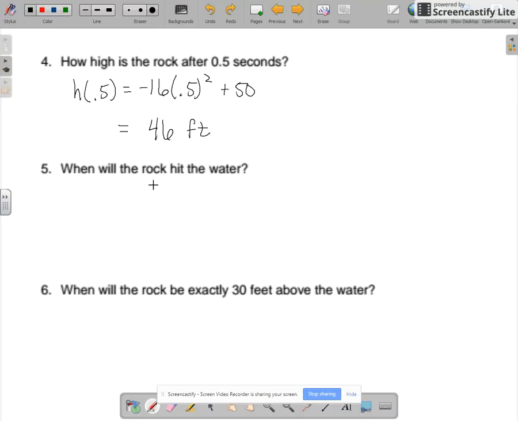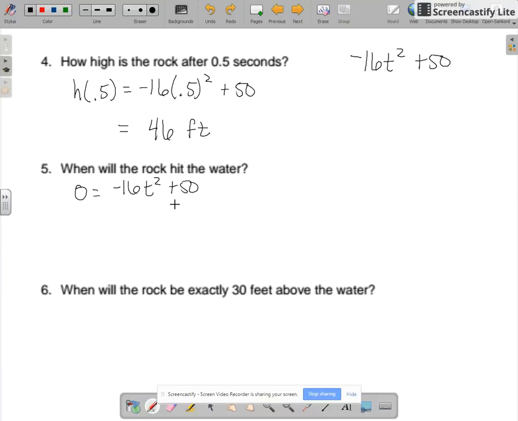Okay. So then when will the rock hit the water? So that means that our height would be 0. Okay. Now, again, our simplified version, if we took out 0t, would be negative 16t squared plus 50. Okay. If we use that, what method would we be able to use? We could still use quadratic formula, and if you used quadratic formula, that's completely fine. Okay. But for this one, we might have an easier method, and that is square roots.